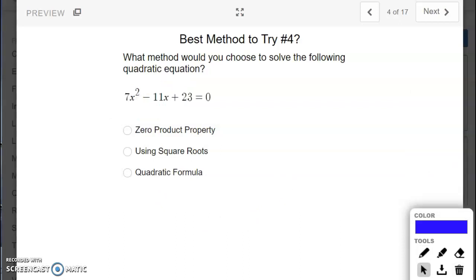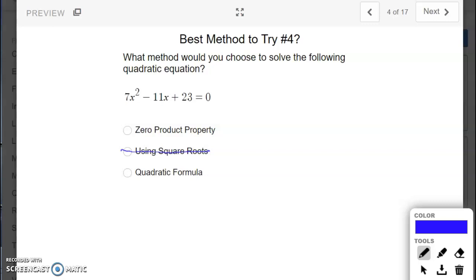Okay, what about this? We have 7x squared minus 11x plus 23 is equal to 0. Well, we cannot use square rooting because of this negative 11x. So that is ruled out. Again, now we have the choice between zero product property and quadratic formula. In this case, we're dealing with big numbers.